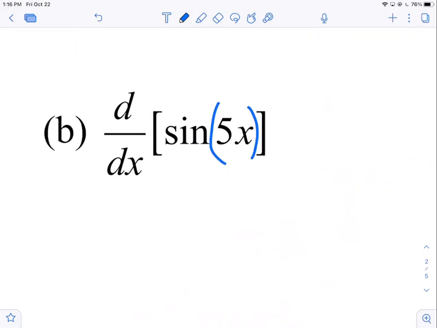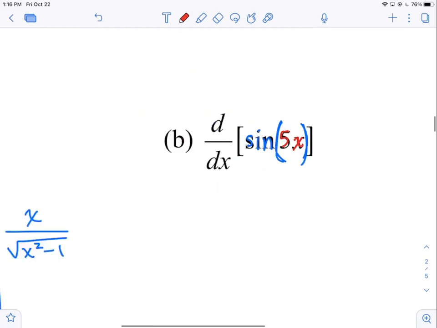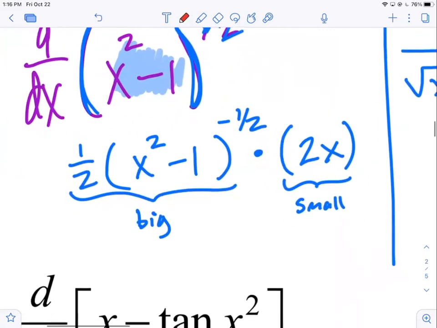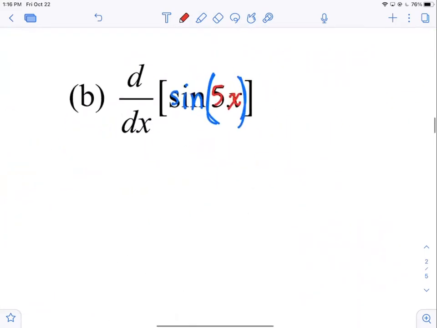And adding them here around an inside function can help you. So the outside layer is now sine of blob, and the inside layer is the blob, which in this case is 5x. How many layers do we have? 2. How many links in our chain should we have? What do I mean by links in the chain? I mean factors, okay? So we should have 2. It's a good way to keep inventory.